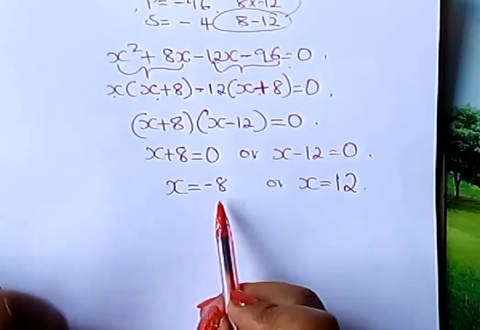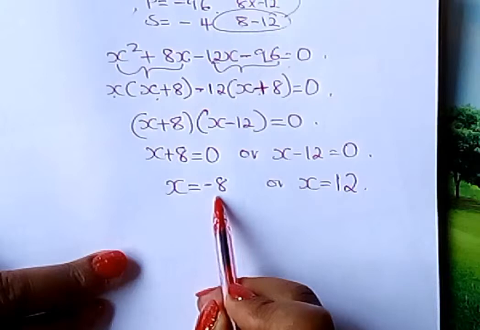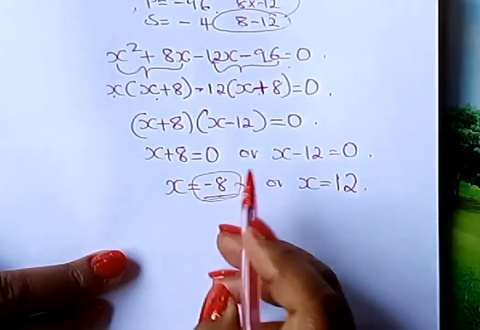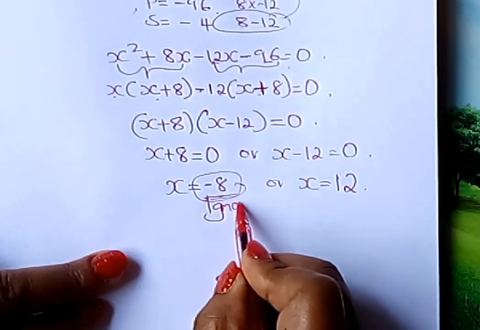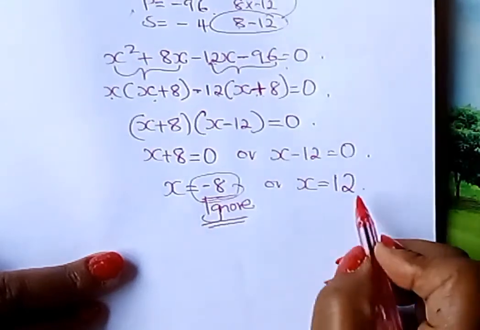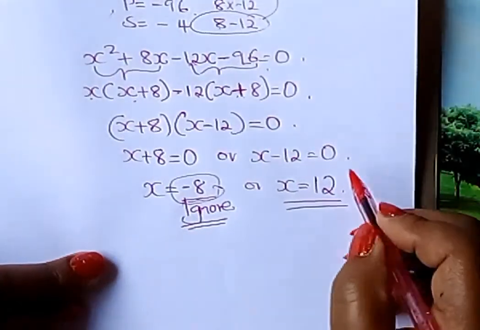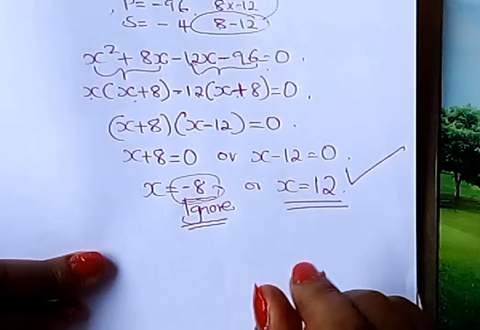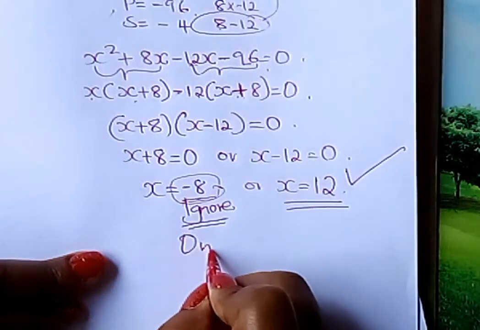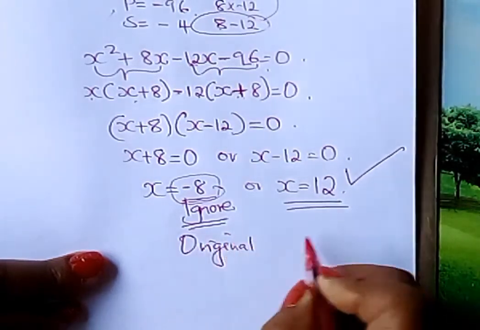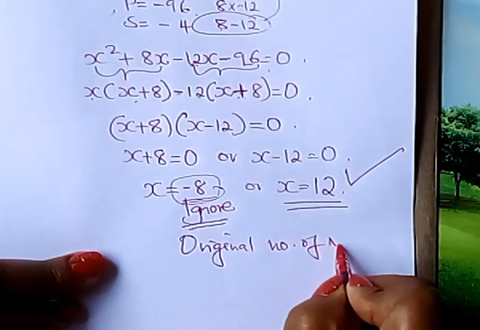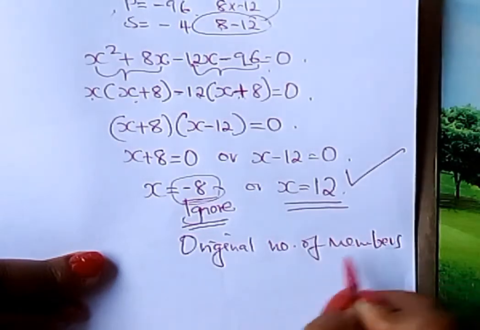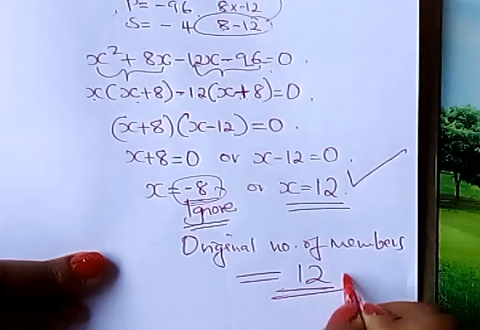Learner, remember we are looking at the original number of members. The original number of members cannot be negative. It cannot be negative. So the original number of members was 12. So you write the original number of members in the group was 12.